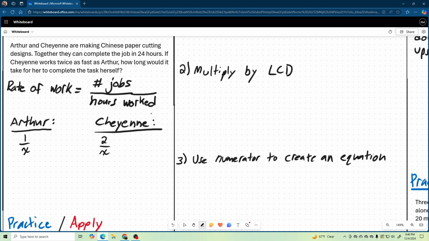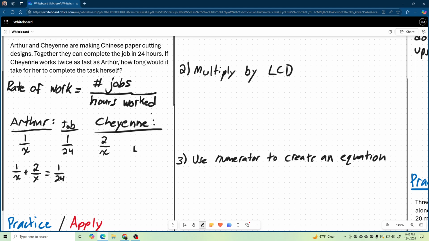And we know that the total job takes 24 hours. So if the total job, the actual job itself, we can create a third category here. We know we're going to do one job in 24 hours, right? So we know that Arthur's rate plus Cheyenne's rate is going to equal the total job. So we can actually do this like this. We have 1 over x plus 2 over x equals 1 over 24. Which takes us to, how do we start this problem? Well, we need to get x out of the denominator, right? And the easiest way to think of this is to find the LCD.